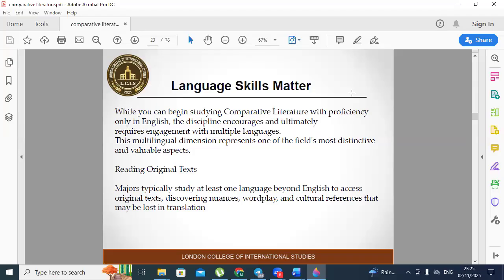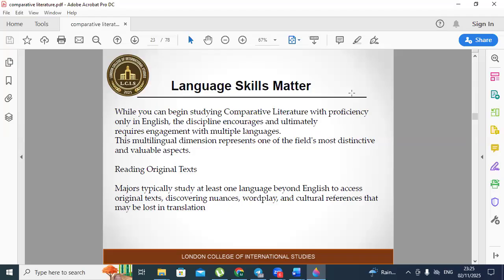This is a crucial and honest slide about the role of languages. It reassuringly states that you can begin with just English proficiency. However, it's forthright that the discipline encourages and ultimately requires engagement with multiple languages, calling this a distinctive and valuable aspect of the field.